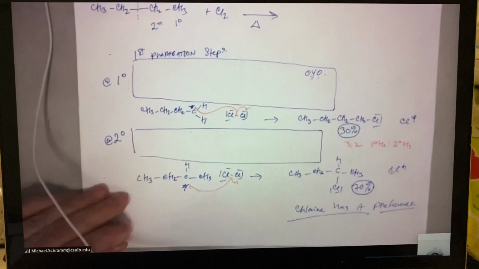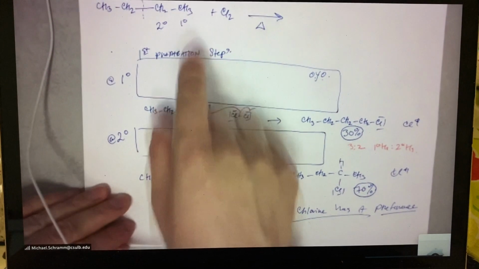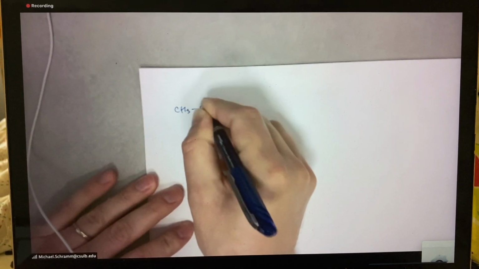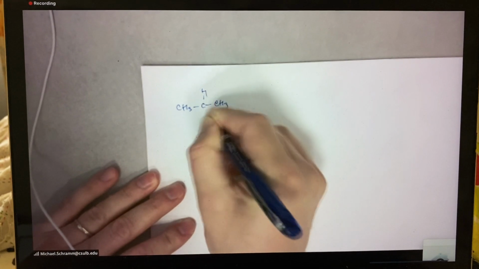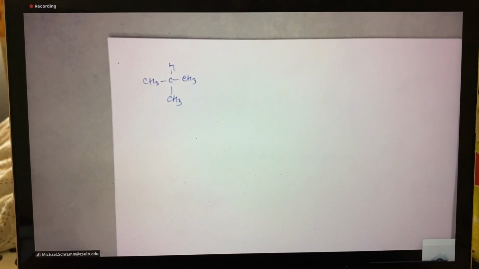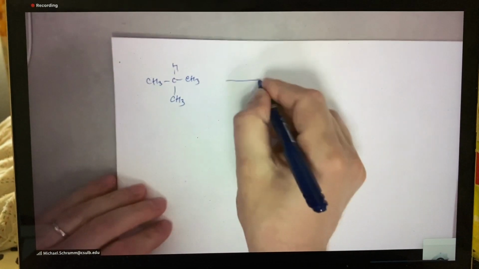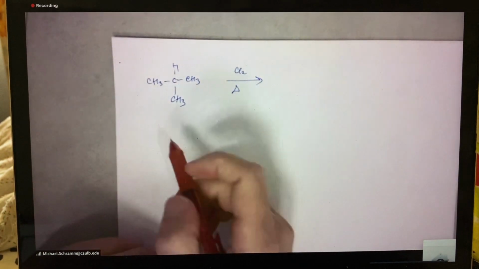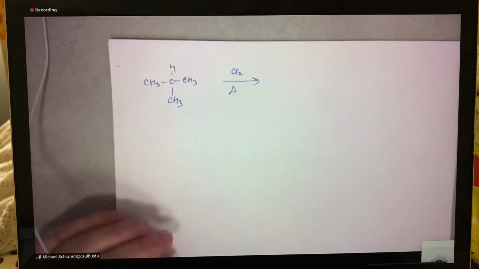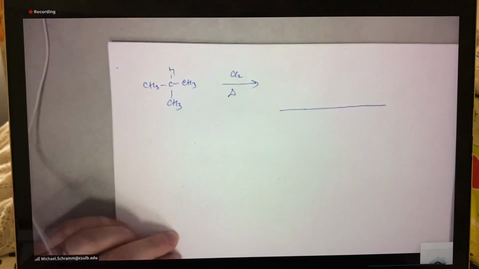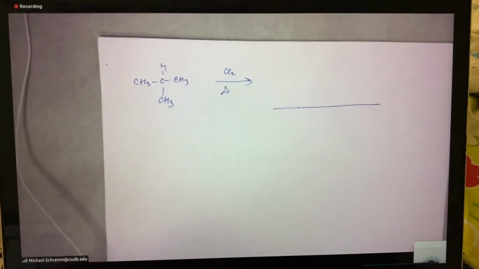Let's do this again for a different molecule. This is n-butane. We're going to take isobutane and see what happens with isobutane. Isobutane has another name. So this is isobutane, or it's 2-methylpropane. Okay? And we're going to think about what happens when we do radical monochlorination with this. And the question is, how many unique products do we anticipate over here?